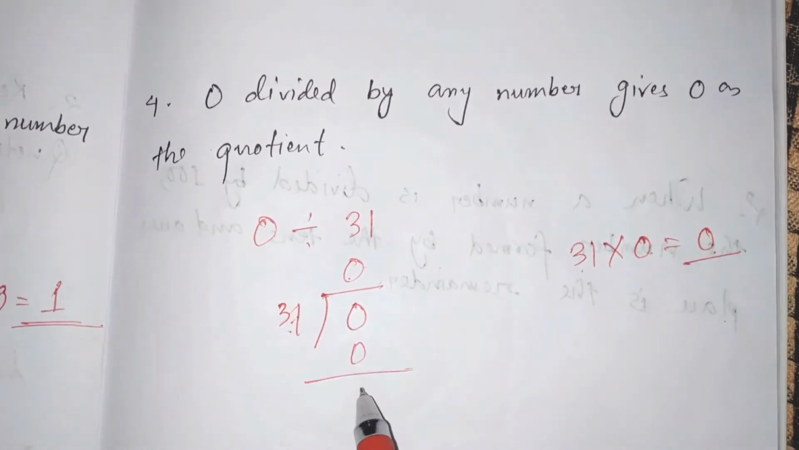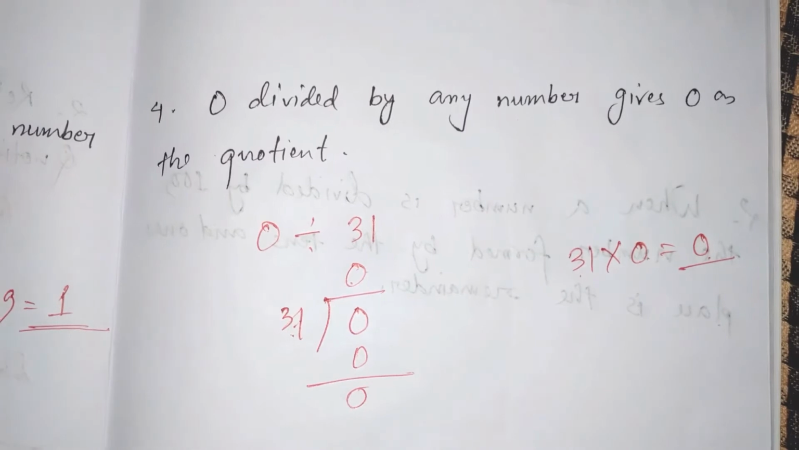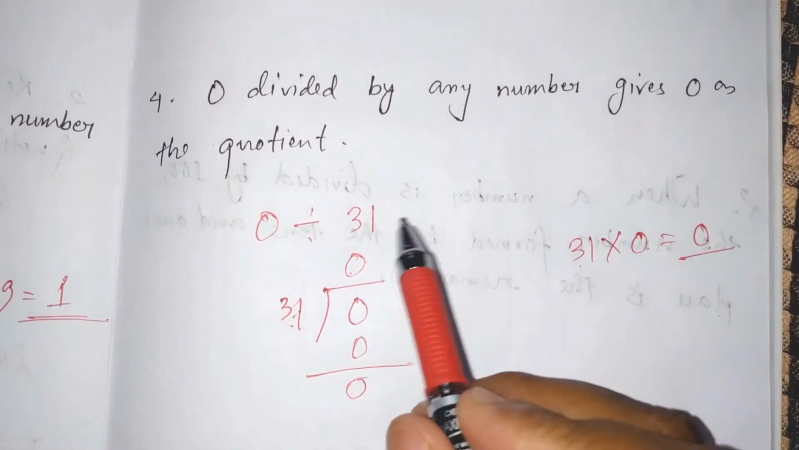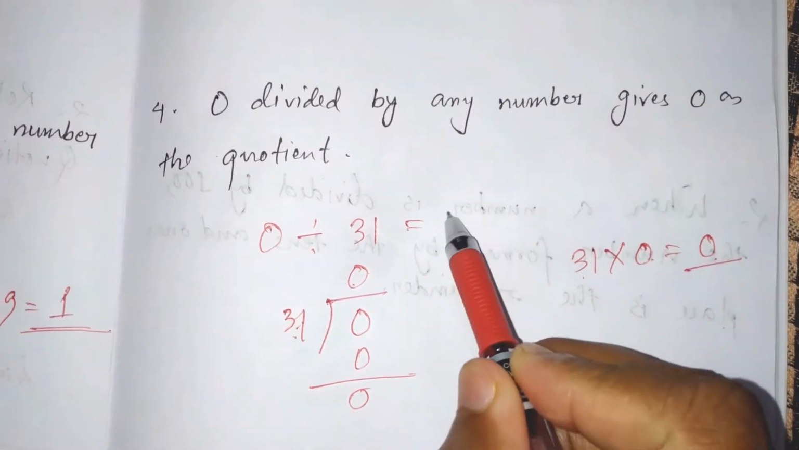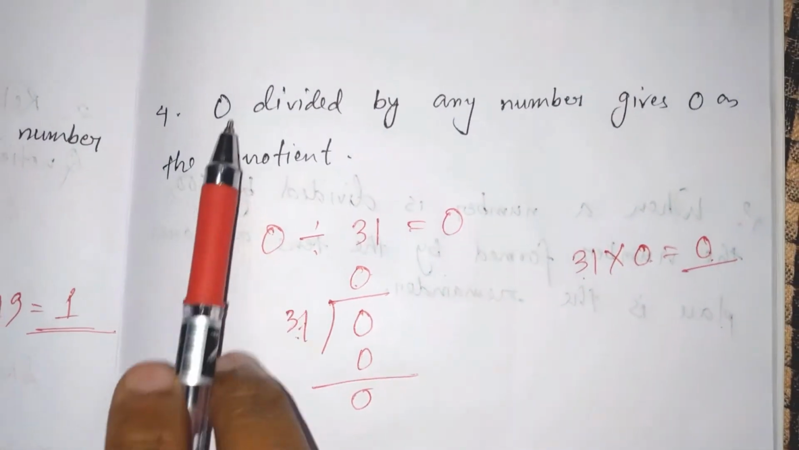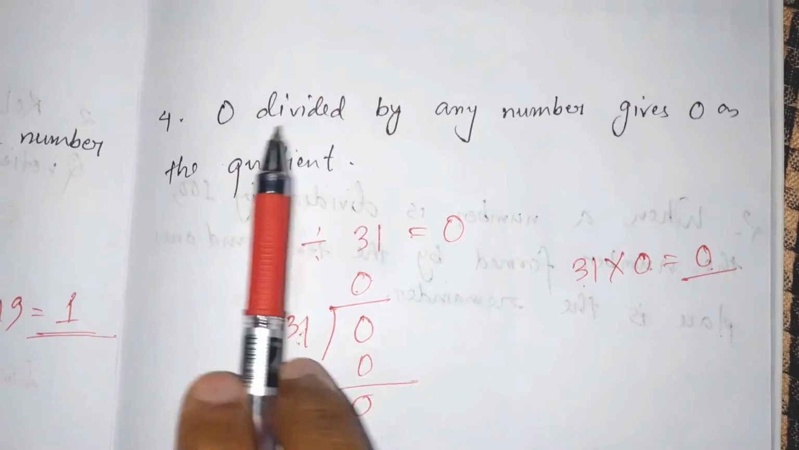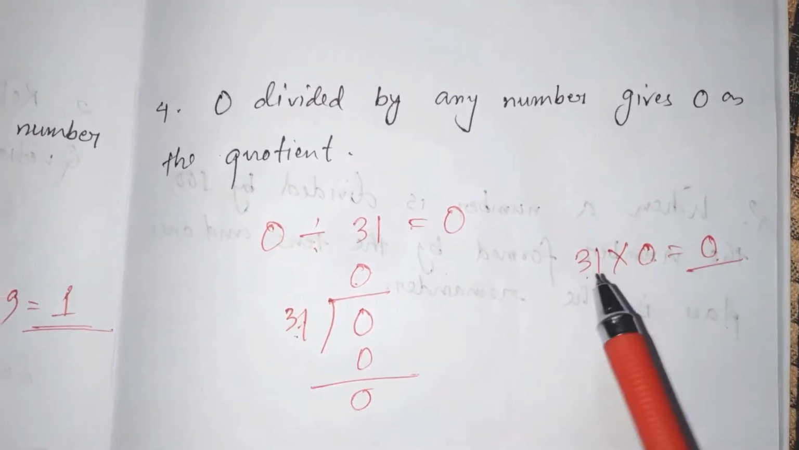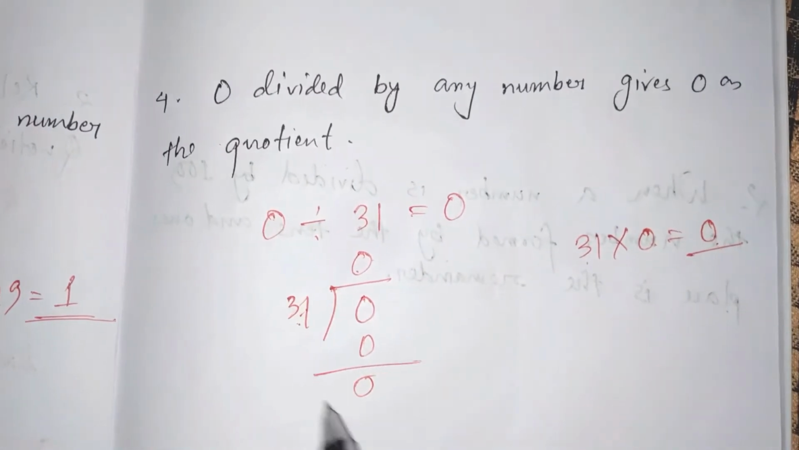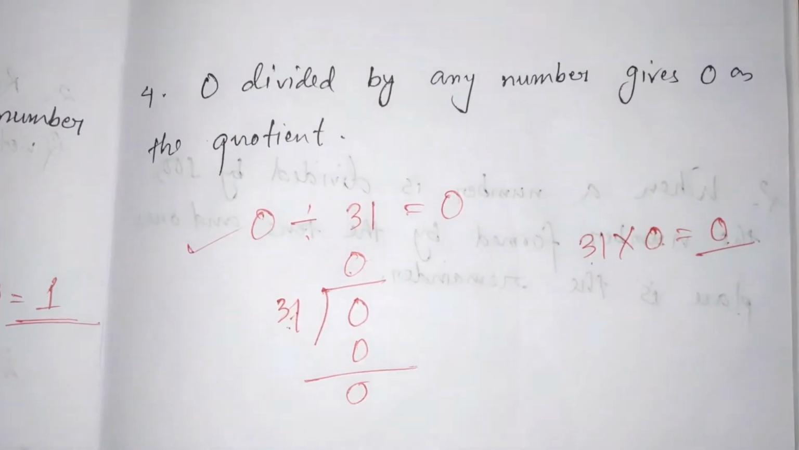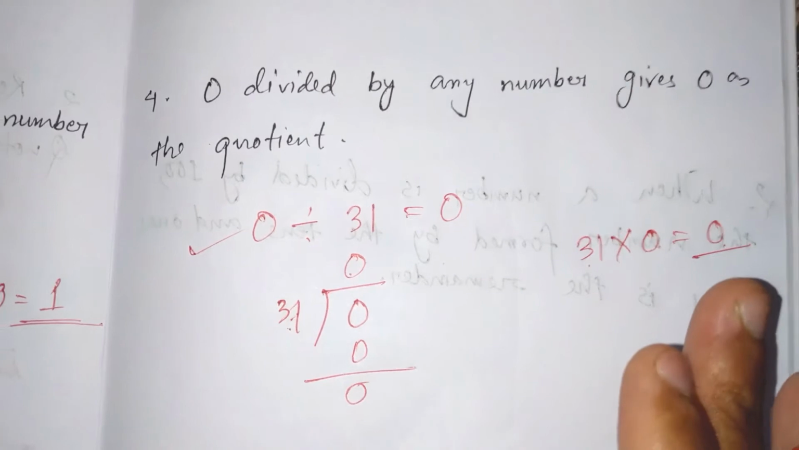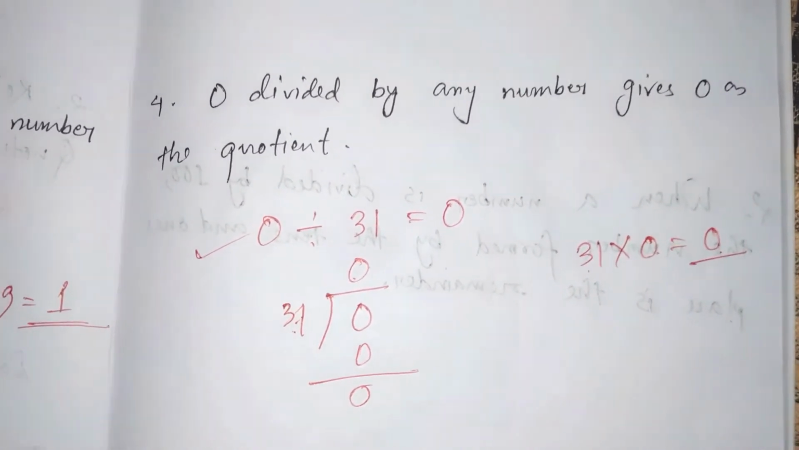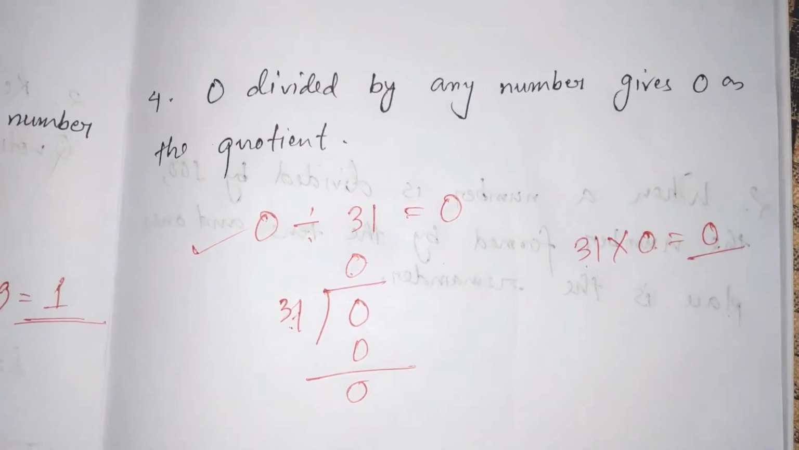Okay, so in the remainder it will be 0 because we know 0 minus 0 is already 0. So what you will get in the result, you will get 0 itself, isn't it? So if you divide 0 by any number, it gives 0 as the quotient. This property is also proved by this example. You can take any example, you will get 0 only. I hope you have understood these properties. So let's see the next one.